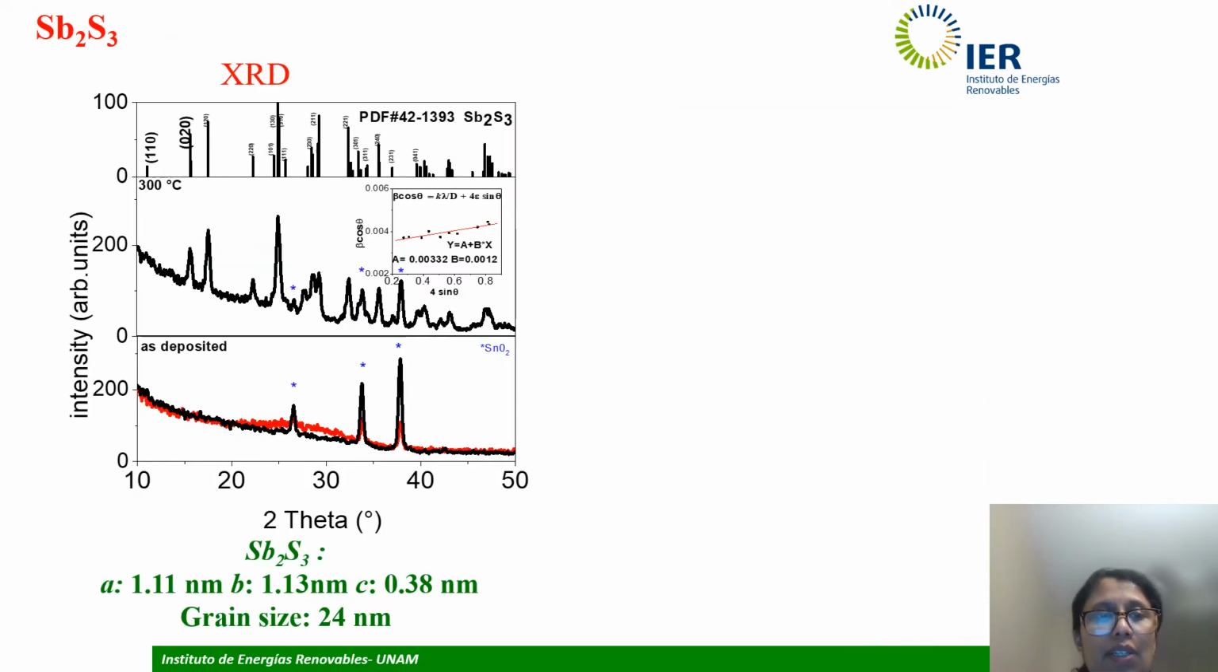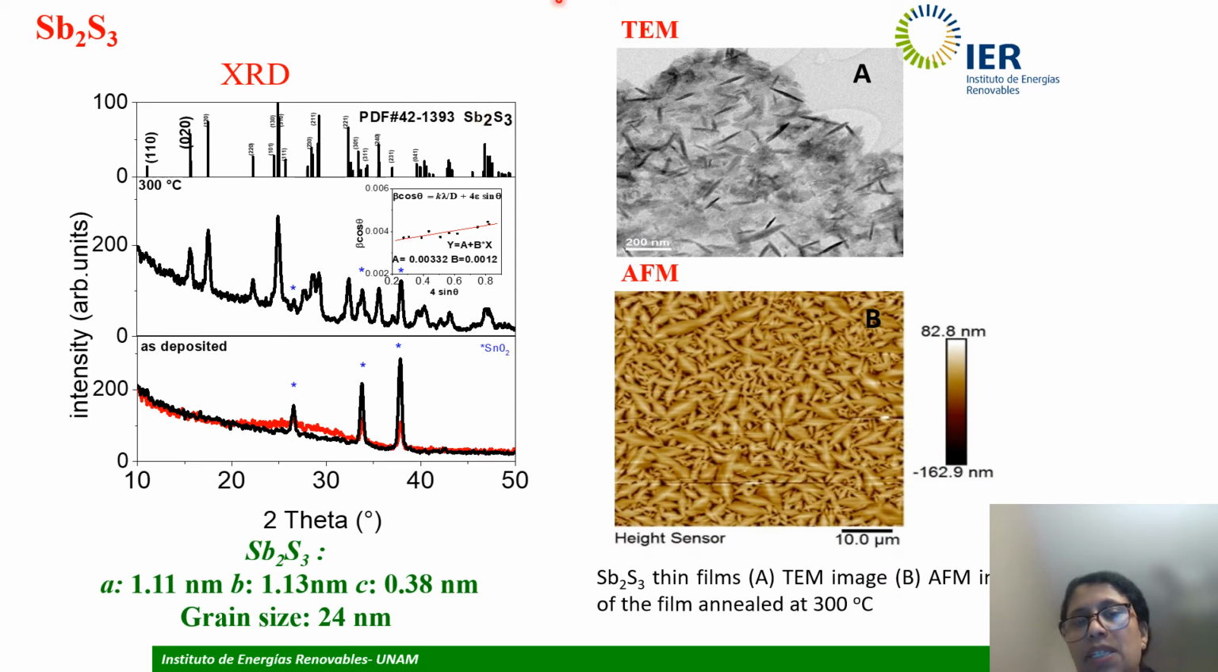These are the results of antimony sulfide developed by pulse electrodeposition. The study shows that the as-deposited films were amorphous. However, when heated, all the peaks of antimony sulfide appeared, and they coincide well with the powder diffraction patterns of antimony sulfide. AFM images show a grain-like morphology, which is similar to what can be seen in the TEM images also.